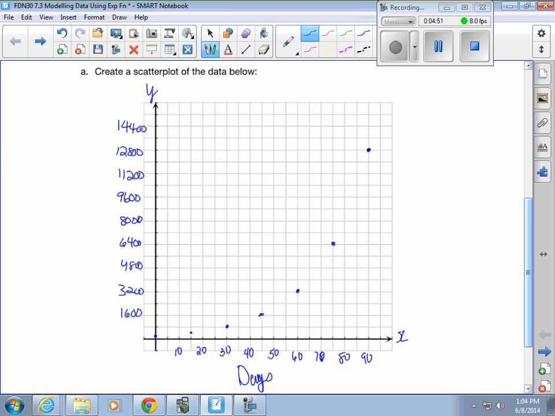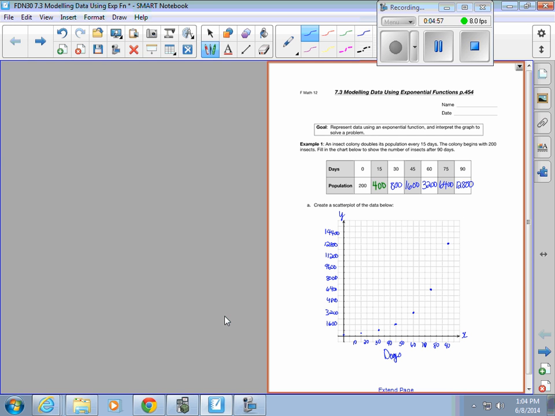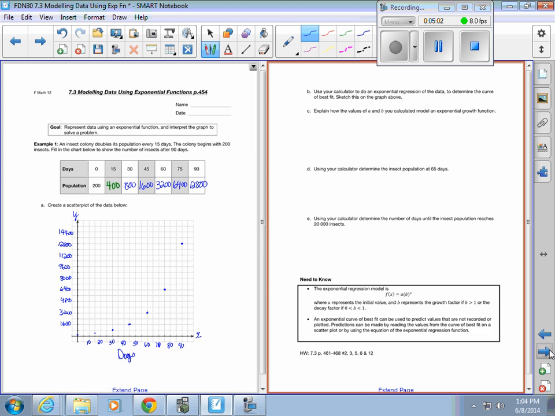I'm just going to put this onto 2 pages here. Okay, so the B part says use your calculator to do an exponential regression of the data to determine the curve of best fit. Sketch this on your graph. So what you have to do then is go into your stat, do your lists, and once you've got your list, set your window for your data, and then hit plot or hit graph. Make sure you have stat plot on.